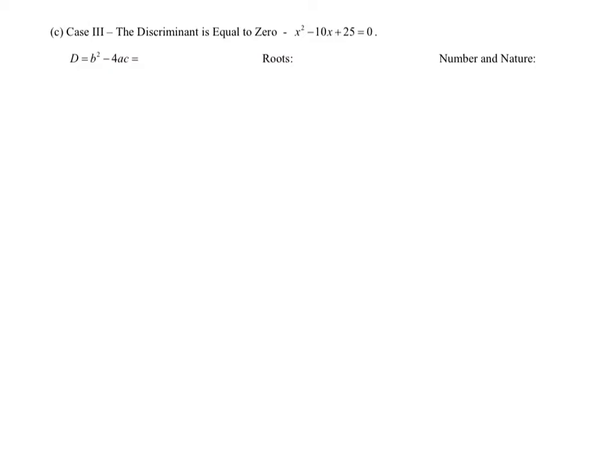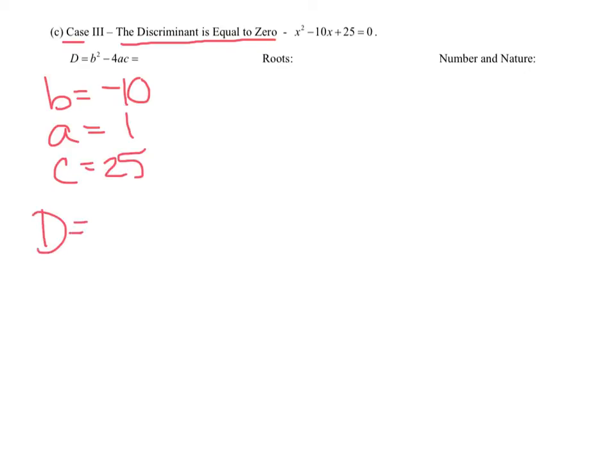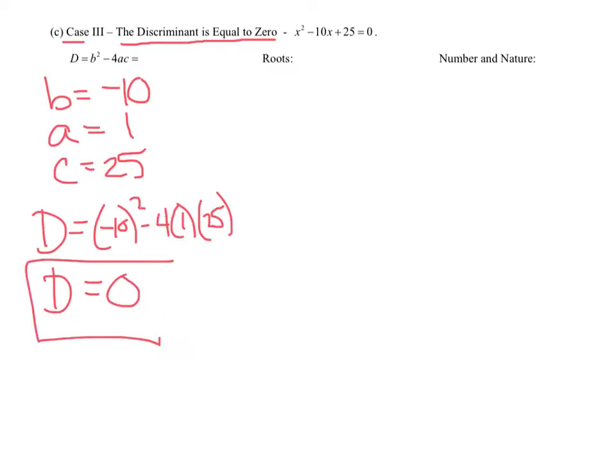We got 2 cases left. Case 3, so this is in your notebook as well. And here's the rule. The discriminant is equal to 0. So b is equal to negative 10, a is equal to 1, and c is equal to 25 based off that equation. So my discriminant equals b squared, negative 10 squared, minus 4 times 1 times 25. That's going to get me a discriminant of 0.